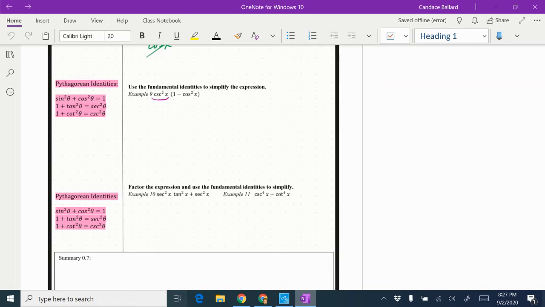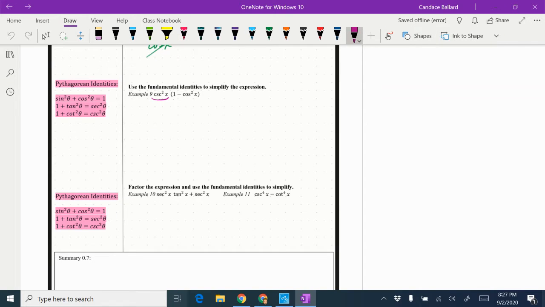So in this video, we're going to do examples 9 through 11. So in example 9, we're supposed to use the fundamental identities to simplify the expression. So in this one, what I'm going to do is I notice that I've got 1 minus cosine squared. I know, and I'd like to make that simpler if I can.